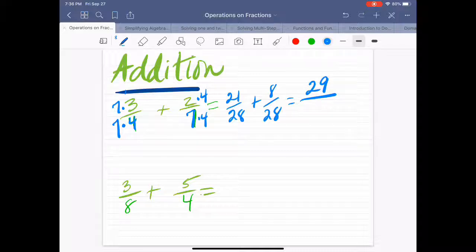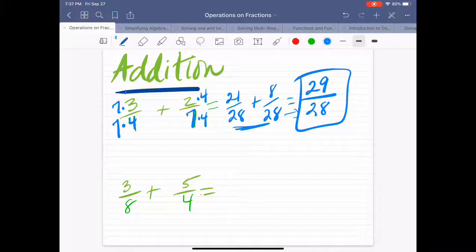And remember, when you add fractions, you keep the denominator. You do not add these two. You just bring it over. 29 over 28 does not reduce, so you are done.